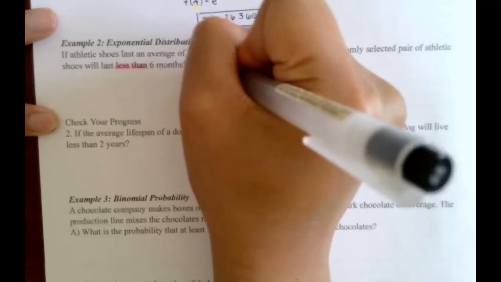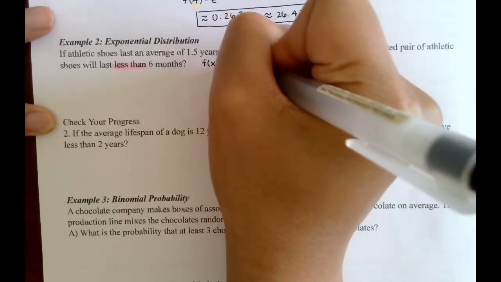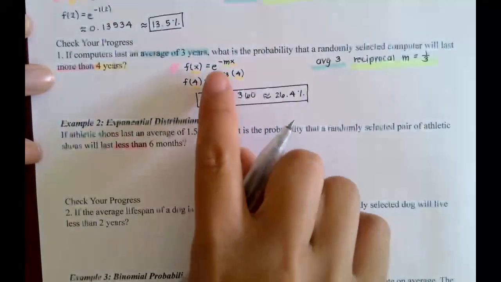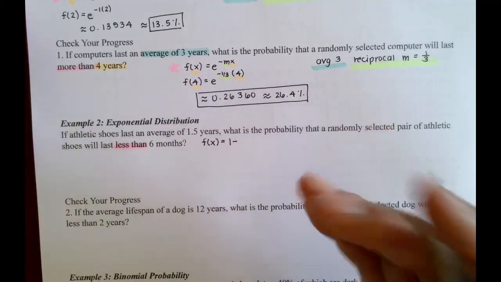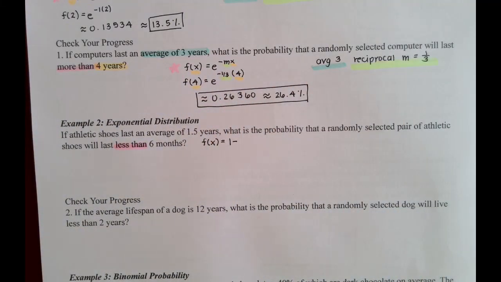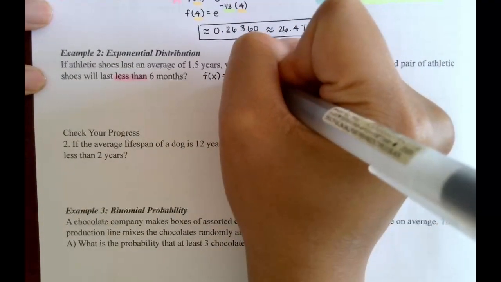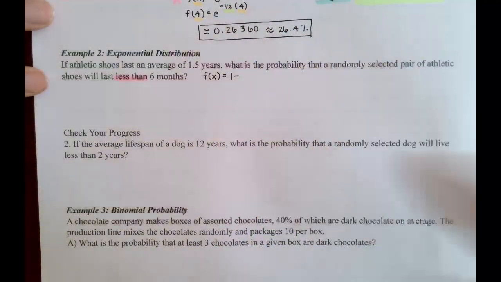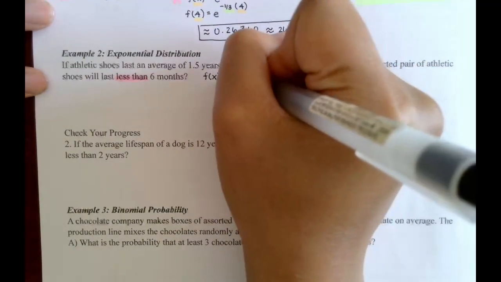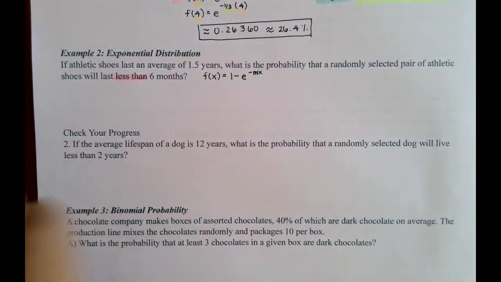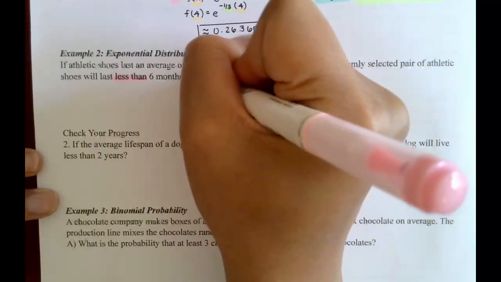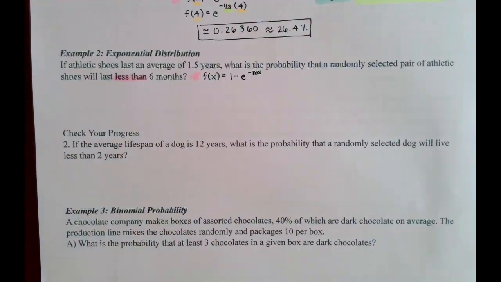Right, so f of x equals 1 minus, right? Because if this is the probability that it's more than, that's the percentage, then I'm going to do 1 minus that, 100% minus that, it's not going to be more than, to get less than. 1 minus the probability that it's going to be more than will be less than. So 1 minus e to the negative mx. Right? So that less than tells me I'm going to use this formula.